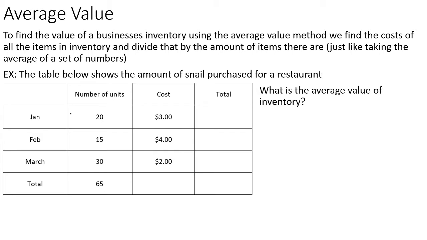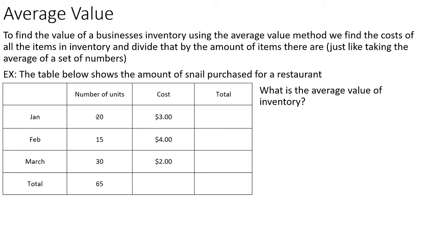In January they bought 20 snails for $3 each. In February they only bought 15, and the cost went up to $4, probably why they bought less. And then in March they bought 30, but the cost is only $2. So if I want to figure out the value of their inventory, that's again difficult to calculate, so we use something called the average value, because you have snails which are theoretically the same but cost you different amounts.